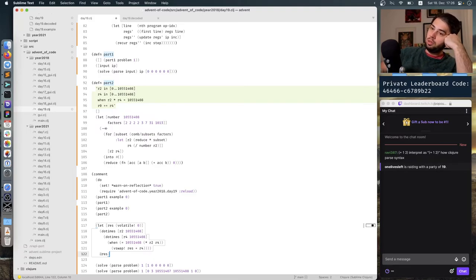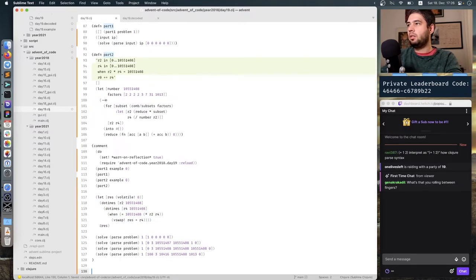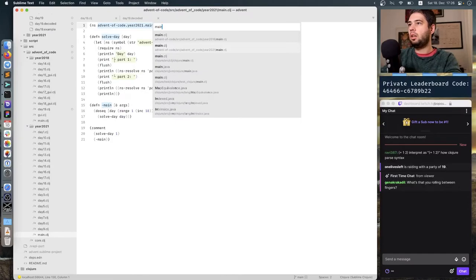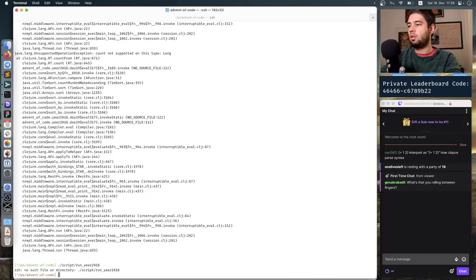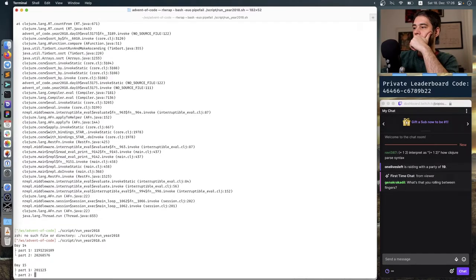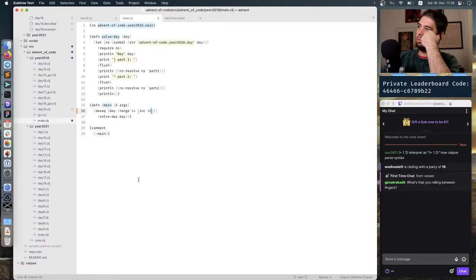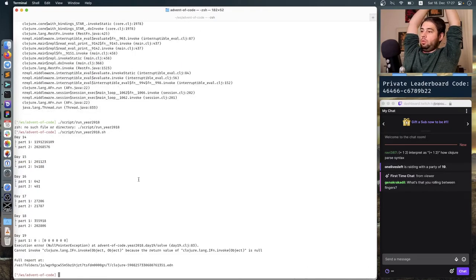Well, I assume this is what it looks like to decode assembler by hand. Okay, yeah, but we figured out what's going on. Anyways, let's see. Main, 2018. This was problem 19, right? Yes. So as you can see, computationally, the year 2018 was much harder.